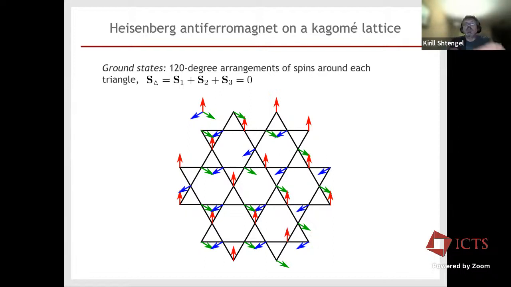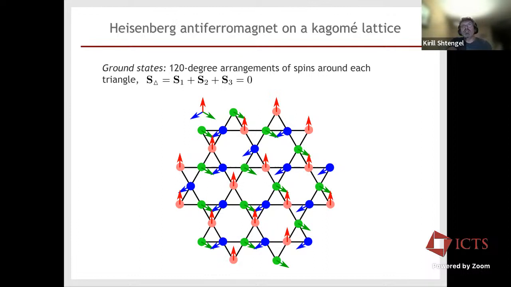And even if you look at the pattern that I have in front of you, you can see that it has no particular order because all triangles look different. There is no period to this. So there are many, many ways, an infinite number of ways in which you can do that. And if you focus only on the configurations where the spins lie in the same plane, and as I said, they don't have to, and I'll come back to that.